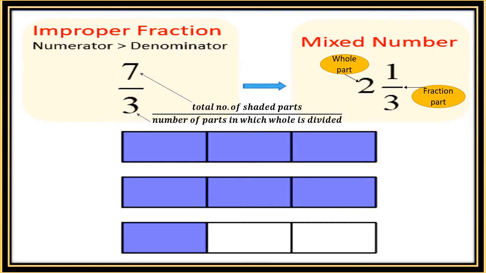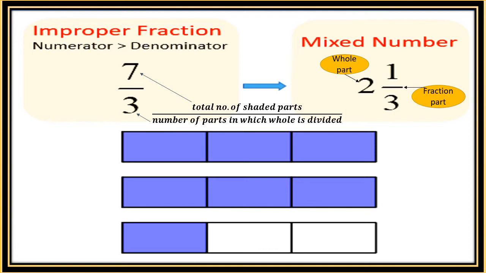Now look at the given picture. Let's see how we will get the improper fraction and mixed fraction of the following picture. For an improper fraction we know it is the total number of shaded parts upon the number of parts in which the whole is divided. So the total number of shaded parts is 7 and the number of parts in which the whole rectangle is equally divided is 3. So the fraction will be 7 by 3. This is an improper fraction where the numerator is greater than the denominator.